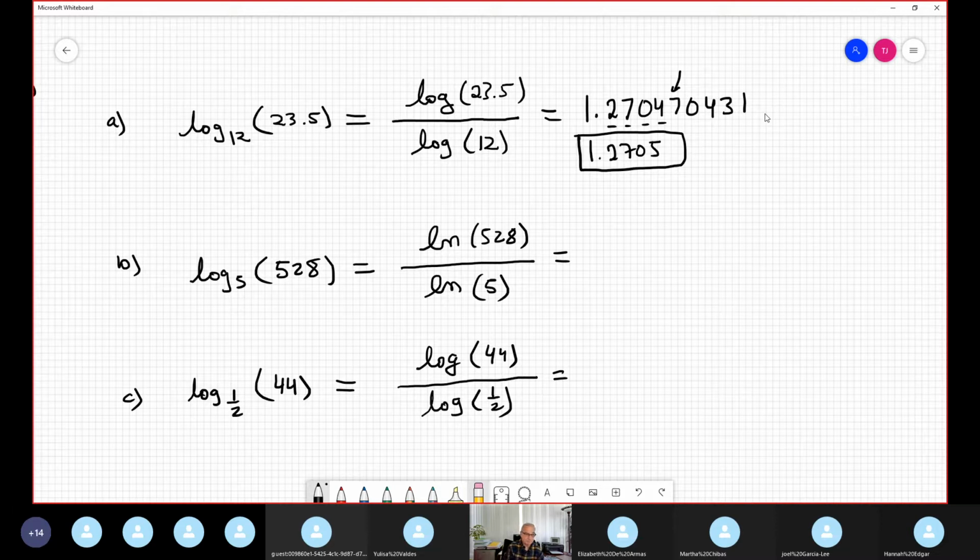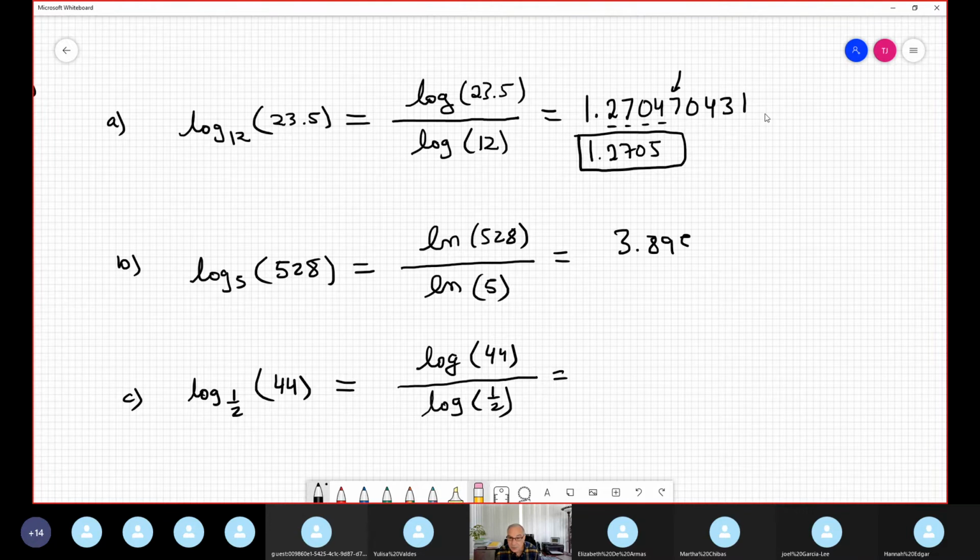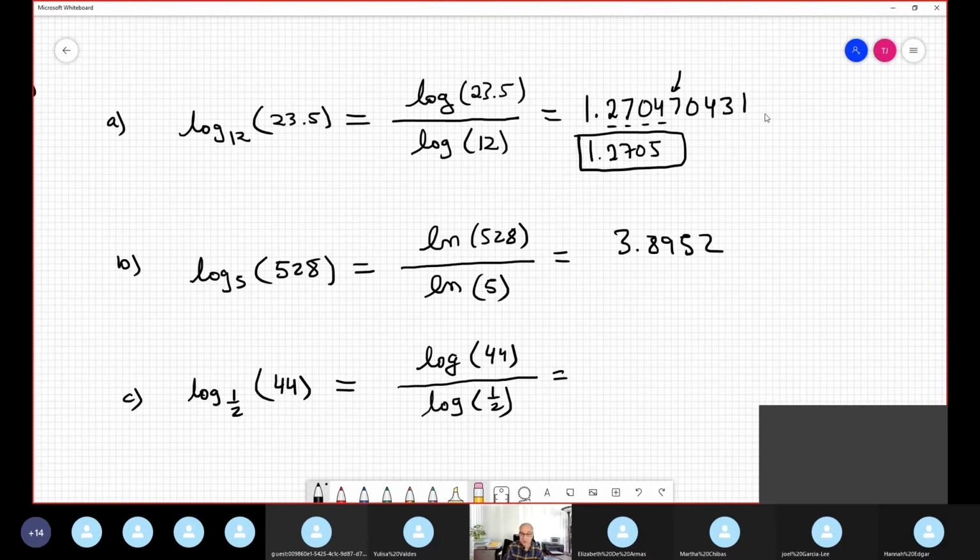Who helped me with the second one? Logarithm of 528. Sabrina says 3.8952, no? Let me check it, Sabrina, just in case. John Martinez, he said, okay, they coincide. Just in case I want to check it.